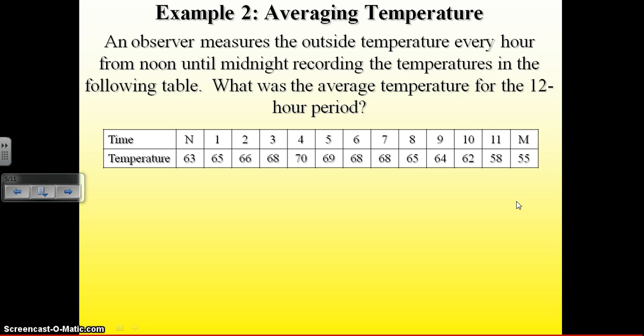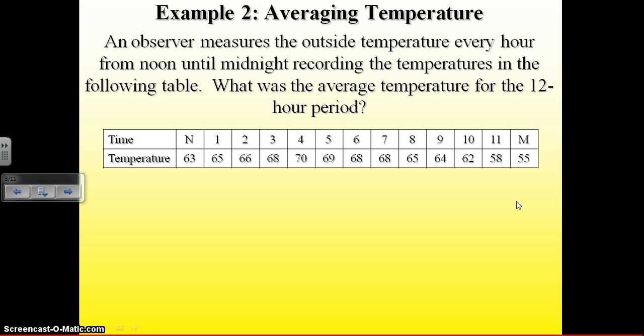Now, most people would be very tempted to take all the numbers, 63, 65, 66, all the way to 55, add them all up, and divide by the number of numbers, which in this case would be 13. Well, sadly, that doesn't work, because average in that sense really only deals with discrete values. Discrete values are where you have a point, and then another point, and another point, and none of them are connected. But temperature doesn't go from just 63 degrees at noon to 65 degrees at 1 o'clock. There's a gradual progression from 63 to 65, and then another gradual progression from 65 to 66. So we have to take into account all of those middle numbers also.